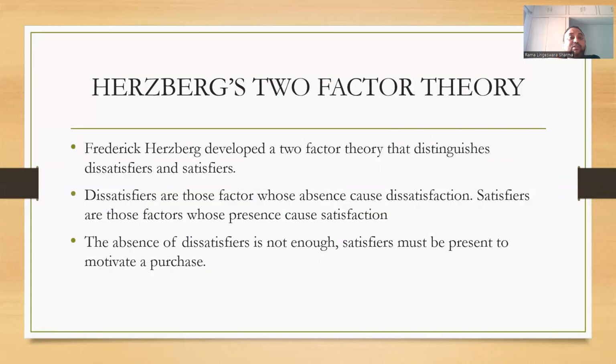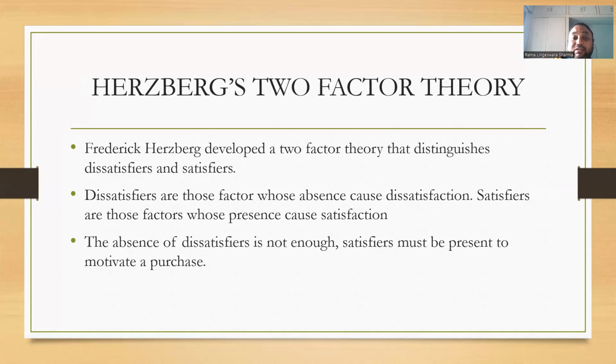Now coming to another important theory, Herzberg's two-factor theory. Frederick Herzberg developed a two-factor theory that distinguishes dissatisfiers and satisfiers. Dissatisfiers are those factors whose absence cause dissatisfaction. Satisfiers are those factors whose presence cause satisfaction. Very important point. I am repeating again. Dissatisfiers are those factors whose absence cause dissatisfaction.